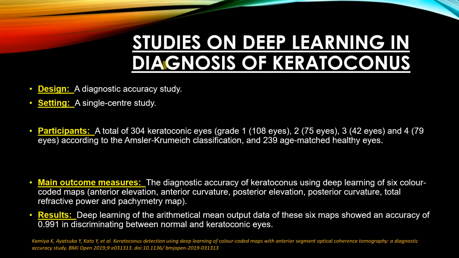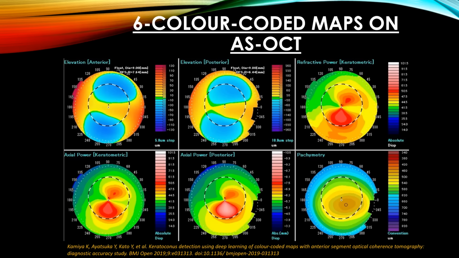So the main outcome measures here were the diagnostic accuracy of keratoconus using deep learning of 6 color-coded maps, that is the anterior elevation, anterior curvature, posterior elevation, posterior curvature, total refractive power and pachymetry map. So the results that we found were that deep learning of arithmetical mean output data of these 6 maps actually showed an accuracy of 0.991 in discriminating between normal and keratoconic corneas, which is really magnificent, and it shows how much artificial intelligence can help us in the diagnosis.